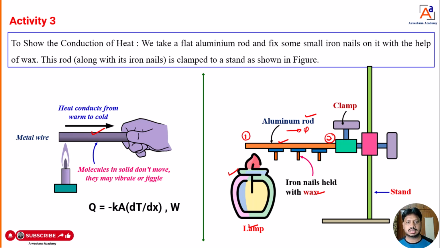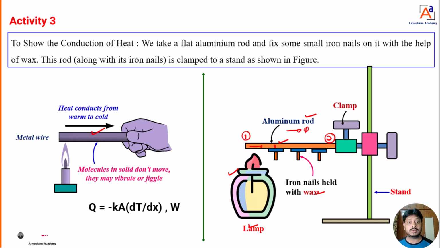What is conduction heat transfer? I have explained that in detail in the previous videos. If you want a detailed explanation, you can go back and study what conduction heat transfer is. Now what happens? Conduction heat is going to transfer from the high temperature region. Once the heat reaches a particular point, then what happens? The iron nail is going to fall down.